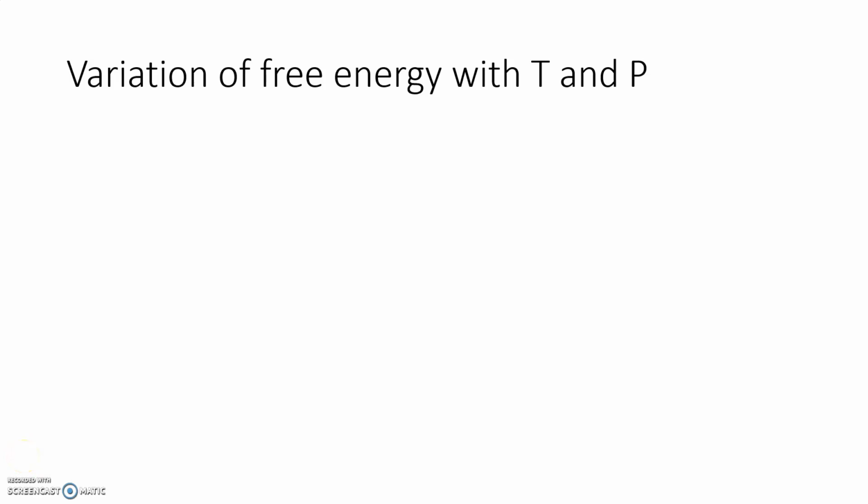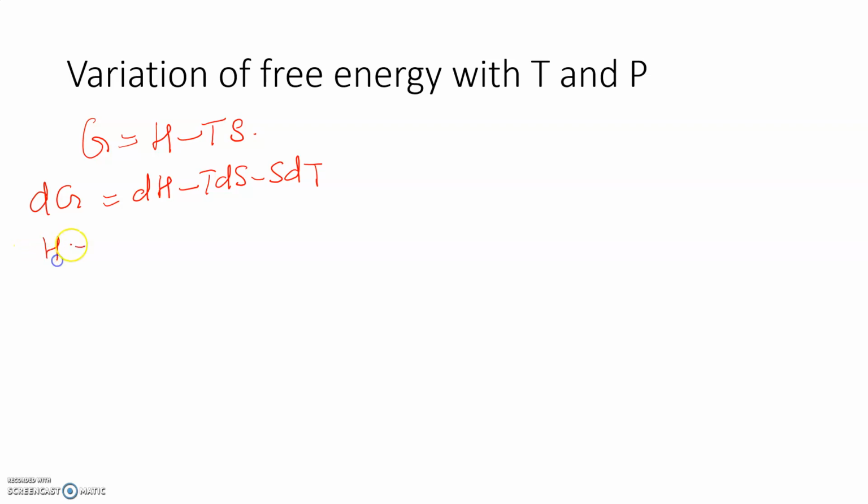Now let's see the variation of Gibbs free energy change with temperature. Gibbs free energy: G is equal to H minus TS. From this, what is dG? dG is equal to dH minus TdS minus SdT.